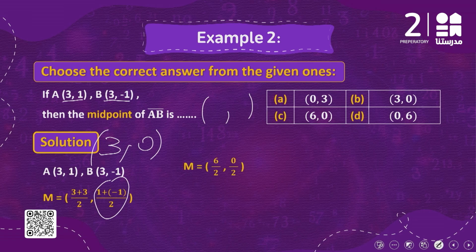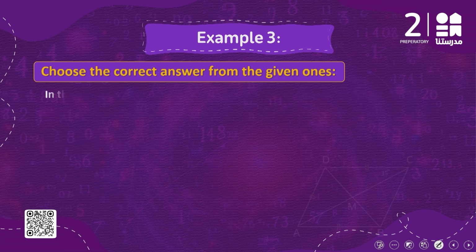And the next one will be 0 over 2, which is 0. So as we said before, this is 3 and 0. You can solve it mentally or even using the rule if the question is in the choose.